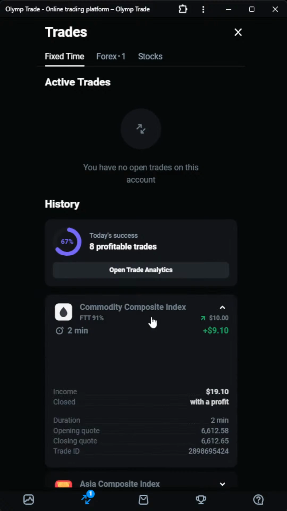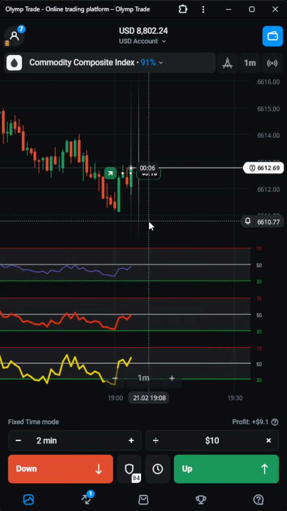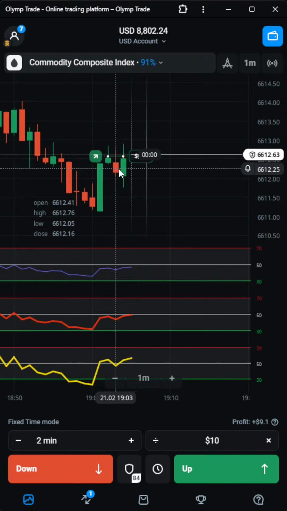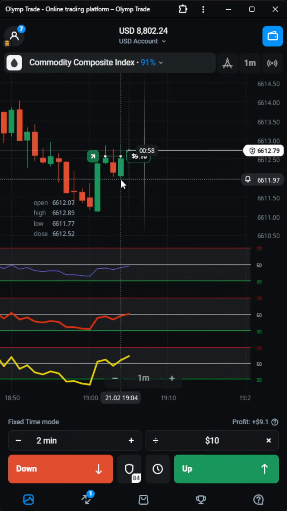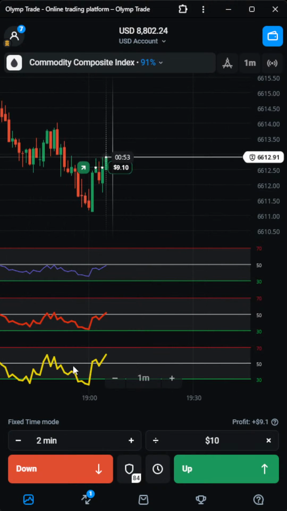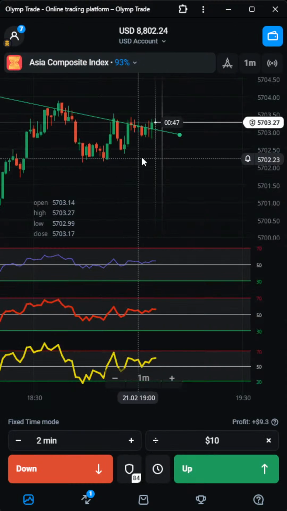Let's look into our last trade. For the composite index, it went into the positive direction. Although you see, if we had selected the 1 minute duration, the trade could have been negative. But by selecting 2 minutes duration, the trade was profitable. That is why we have to give some time for the market to settle down at that price level, and once it does, then only we execute the trade accordingly.